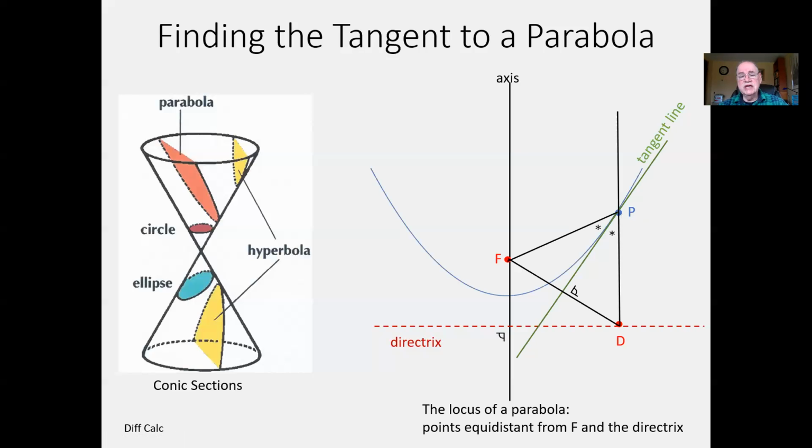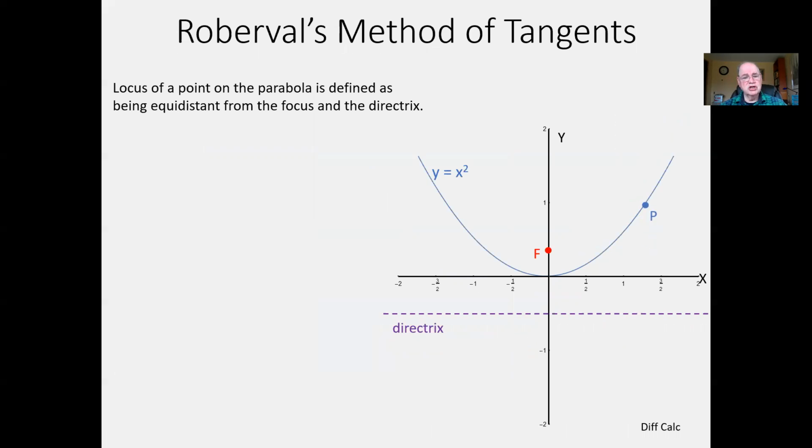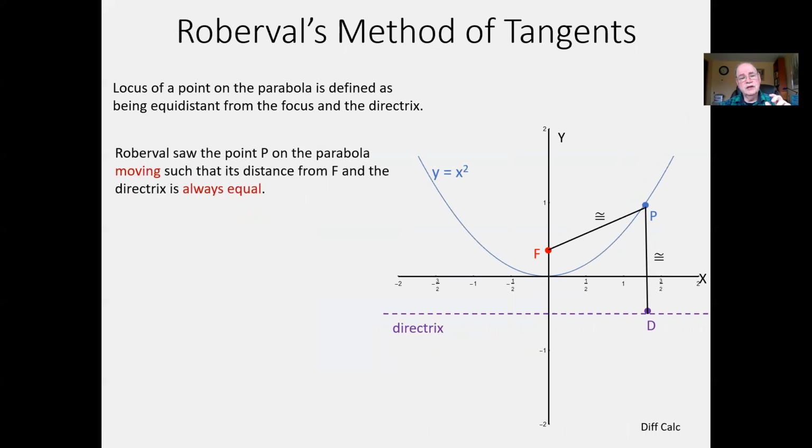Roberval says, if you think of this point as sliding along the parabola, then isn't it true that the distance from F to P is always the same as the distance from D to P? If I think of this as a moving point, let's move to Roberval's point of view now. Let's do the construction again. Same construction. You're telling me that the distance from F to P is always the same as the distance from the directrix up to P. And if I think of that as a moving point, then isn't it true that the point P is moving away from F and moving away from D at the same speed?